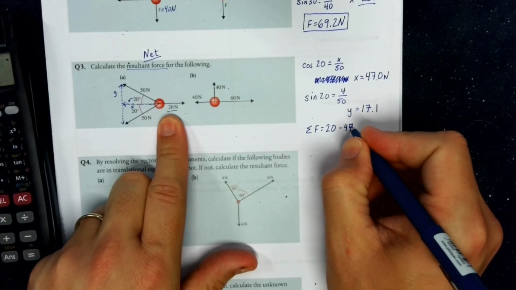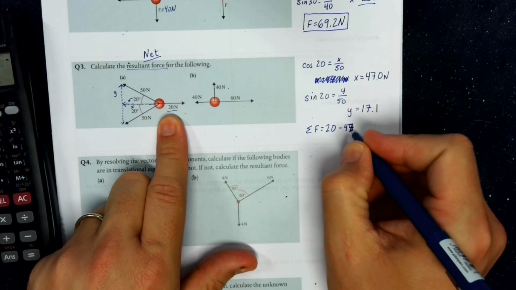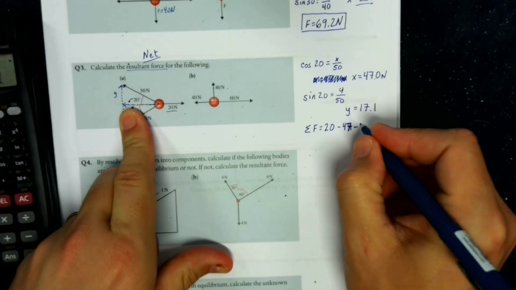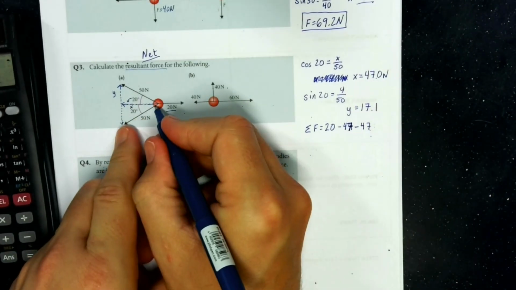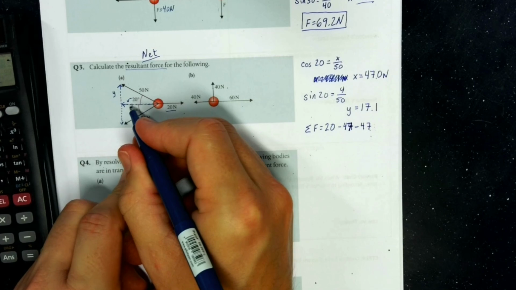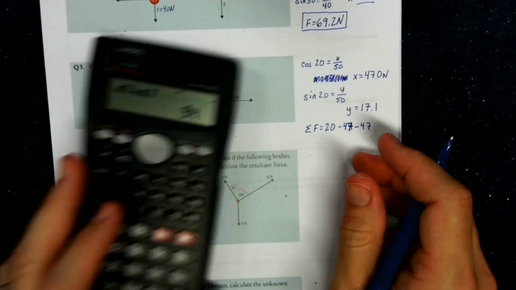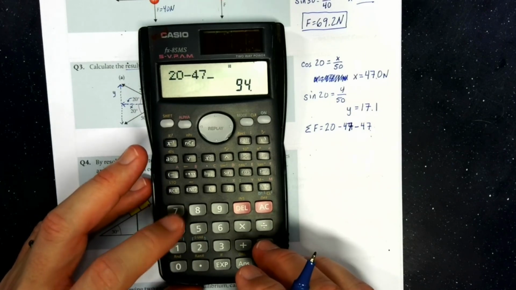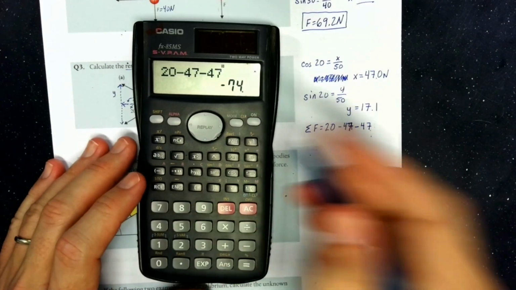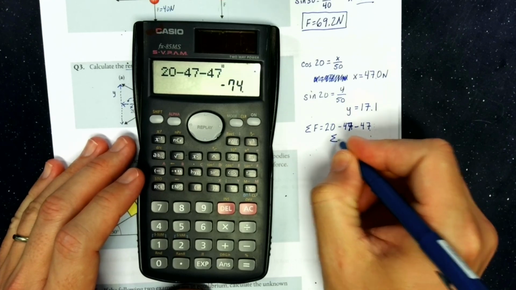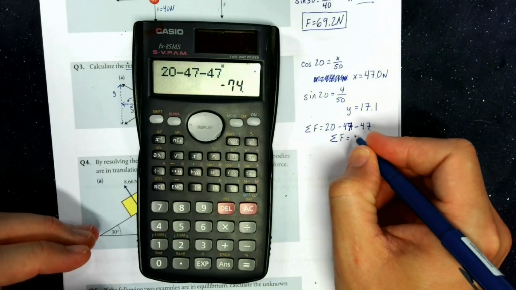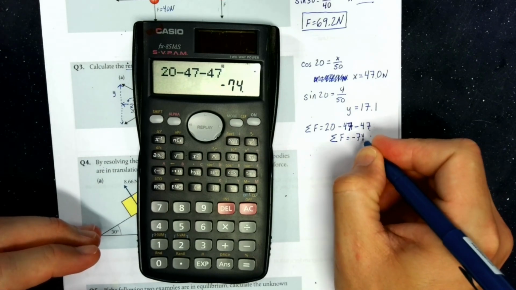Sorry, I wrote 44. I was thinking and said 47. So the 47 is this one to the left, minus another 47, which is this one to the left, right? The horizontal component of that. And so if we were to do that, then we would write it this way. It would go 20 minus 47 minus 47, and we get negative 74. So the sum of the forces, or the resultant force, or the net force, is negative 74 newtons.